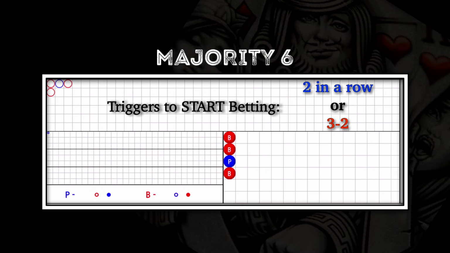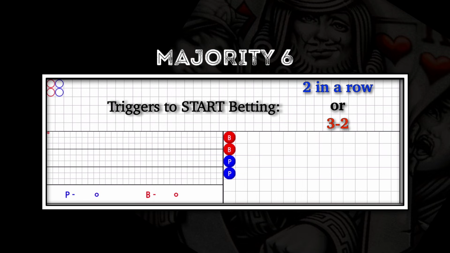And we win. Again, we would stop and wait for the next column. But what if we lose again? And another player shows up. We now have a 2-2 situation, no majority. So my second trigger is a 3-2. So whoever wins the next hand, that is where my next bet will be.